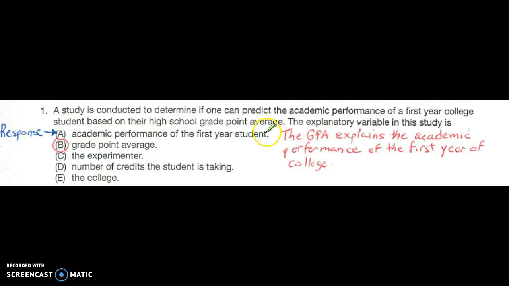In problem number 1, we're asked to figure out which is the explanatory variable. The explanatory variable explains the response. So the grade point average explains the academic performance the first year, so that would be B.